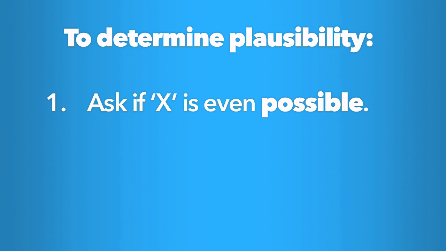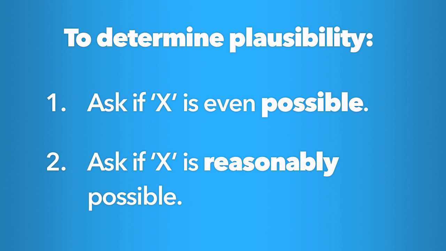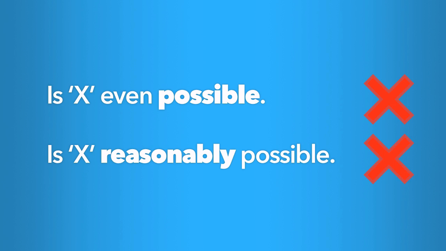How plausible a claim seems can be assessed by asking two questions. First, is X possible? That is, could X actually happen or exist? Then you ask yourself, is X reasonably possible? That is, even if X is technically possible, is it realistic to believe it would happen? If you answer no to both questions, then the claim can be judged as implausible. If you answer yes to the first question, that X is possible, but no to the second, that it's not reasonably possible, then you might evaluate the claim as being of low plausibility. If you answer yes to both questions, then the claim could be considered highly plausible.